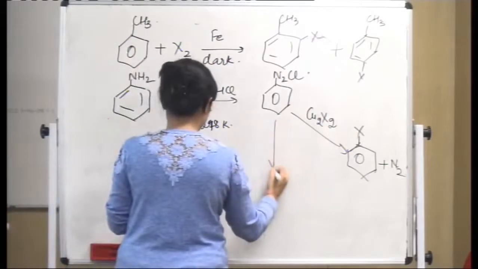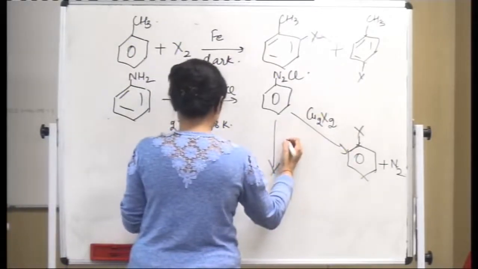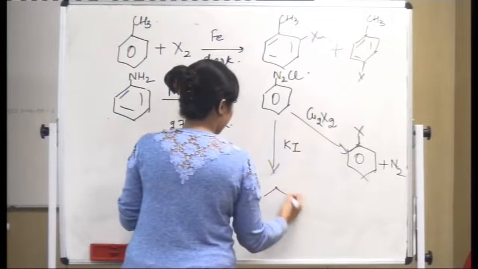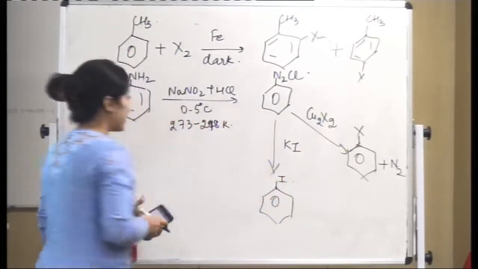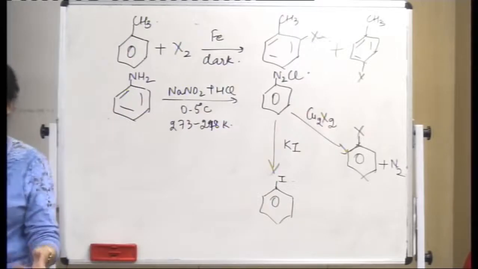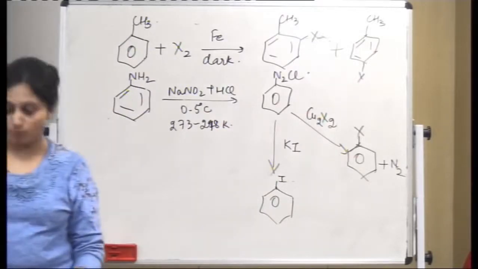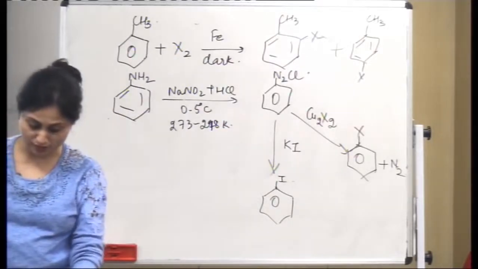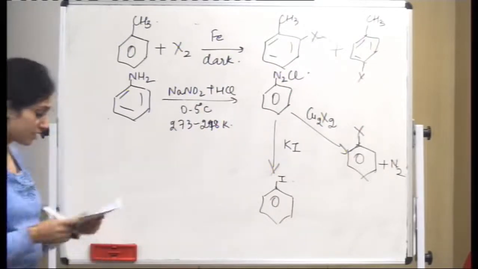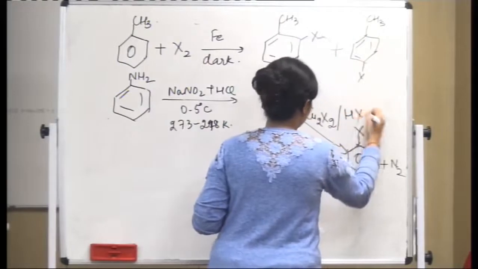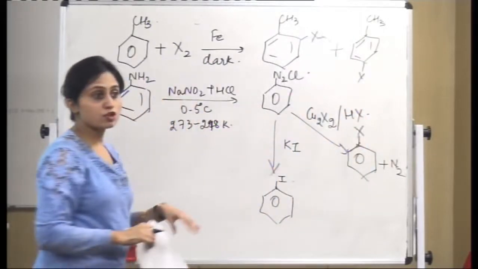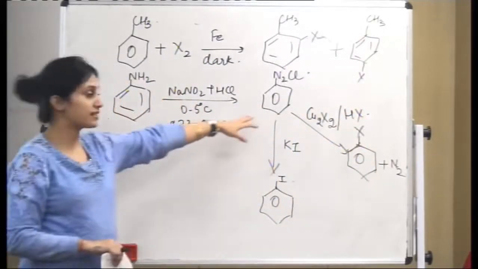If to N2X you simply add your KI, then in that case you get iodobenzene. And then you can have a different set. If you add water to it, you get an alcohol. But because we are doing the preparation of haloarenes, not going into that, but this is Cu in the presence of HX also. Okay, so this is your benzene diazonium chloride.